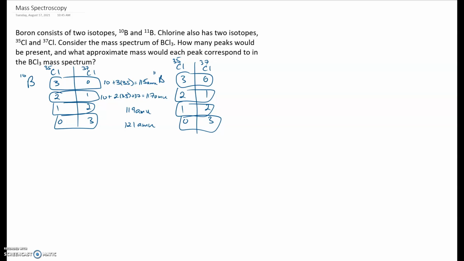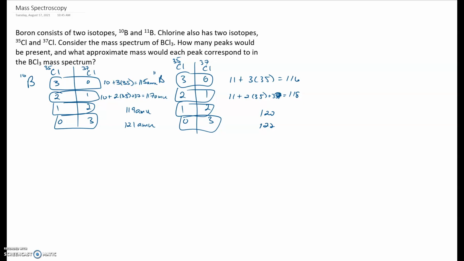We can do the same thing over here. Again, we're just checking to make sure that we're not going to have masses overlapping and that we will have 8 different peaks. For this one, it'll be 11 plus 3 times 35. That'll just be one more than we have over here, so this will be 116. And again, we're going up by 2 because we're replacing chlorine 35 with a 37, so this will be 118, 120, 122. Okay, and so looking at these, what we're seeing is that there is no common mass. In other words, we're not going to have 2 of these molecules overlapping under the same peak.